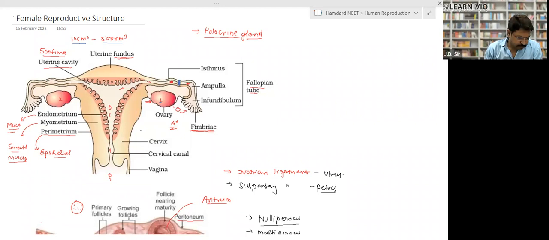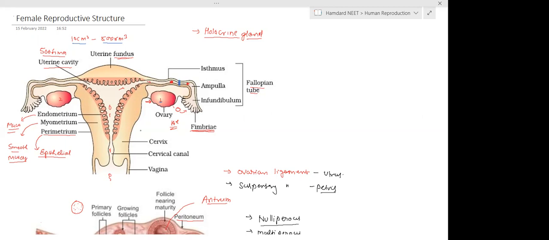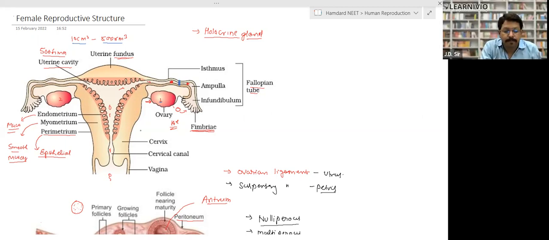Next point. The ovaries lie in the lower part of the abdomen. Ovaries lie in the lower part of the abdomen, held to the broad ligament, full stop.